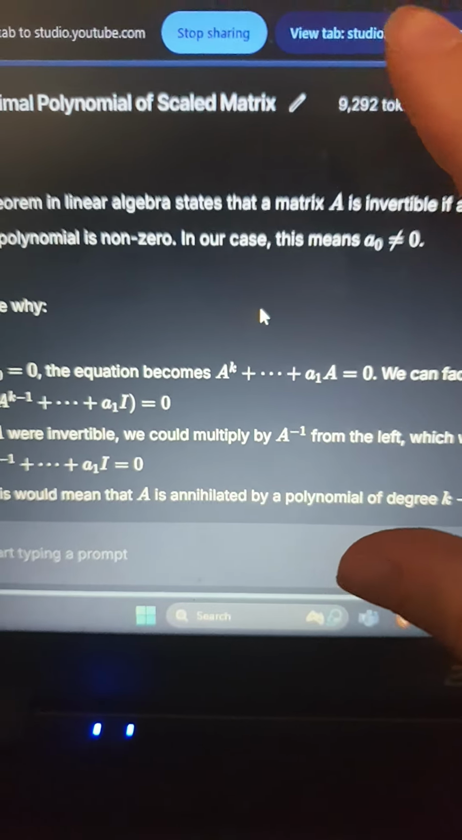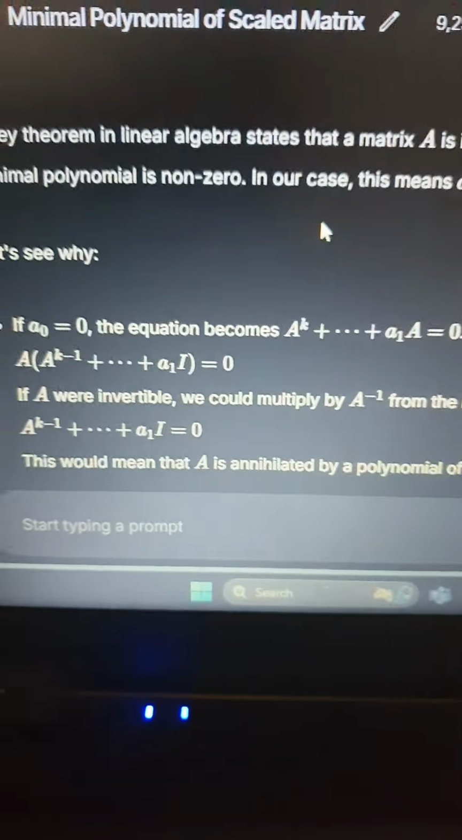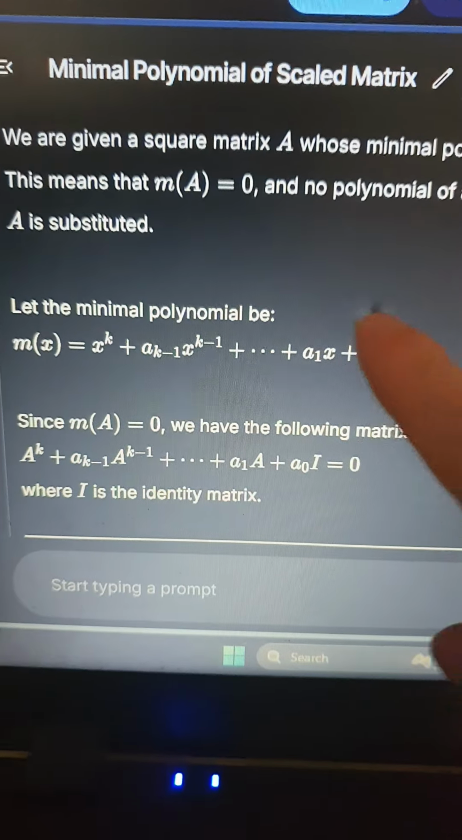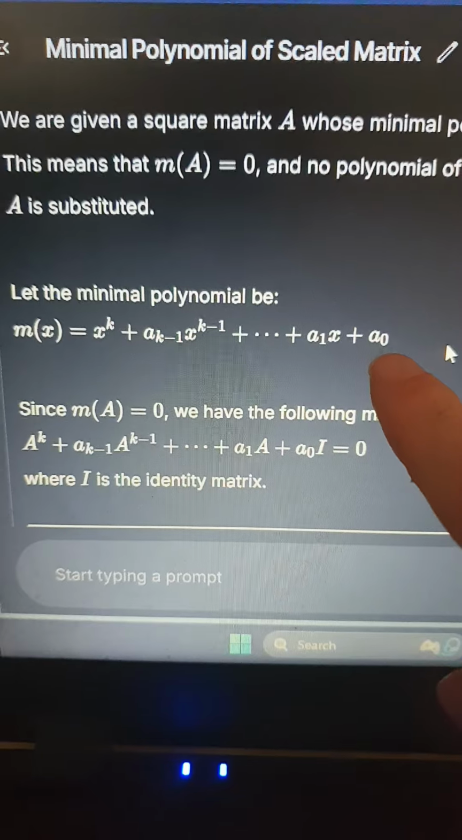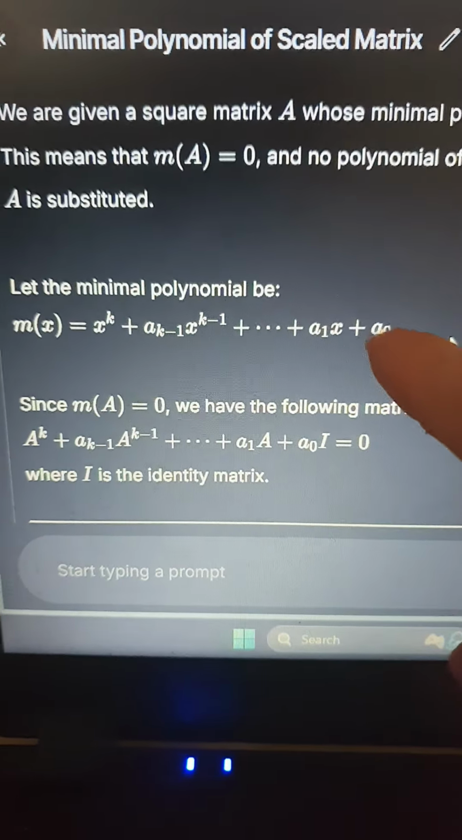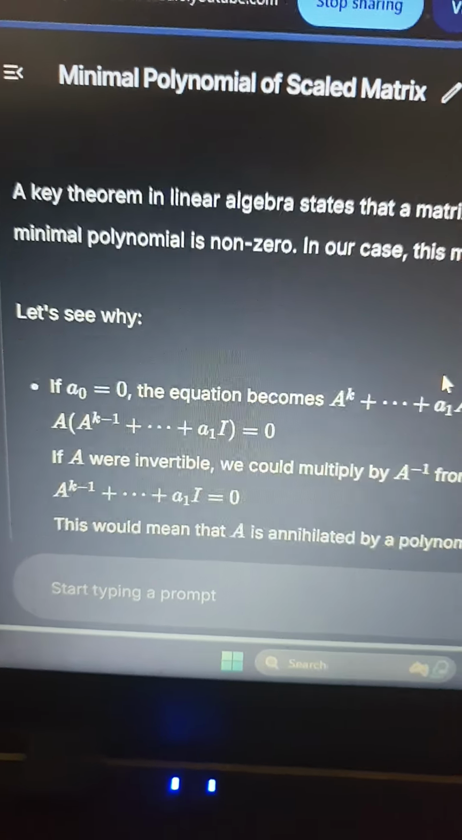What we are going to do is take the constant term of the minimal polynomial. Let's look at what the minimal polynomial looks like. This is our minimal polynomial, the general form, and this is a0, the constant. We say that if A is invertible, it must be that this is not zero. The constant term in the minimal polynomial is not zero.